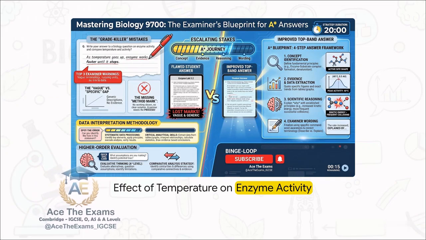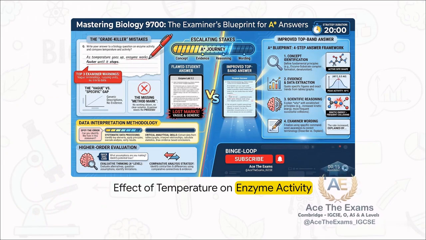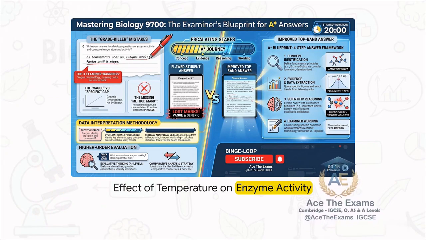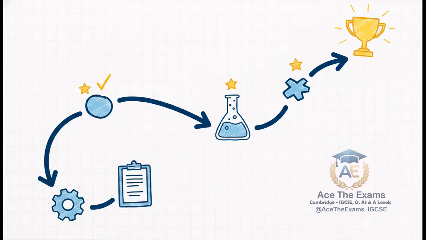and then explain the exact trends using principles. For example, mentioning how increased kinetic energy leads to more frequent successful collisions. The examiner needs to see your thought process. I cannot stress this rule enough.